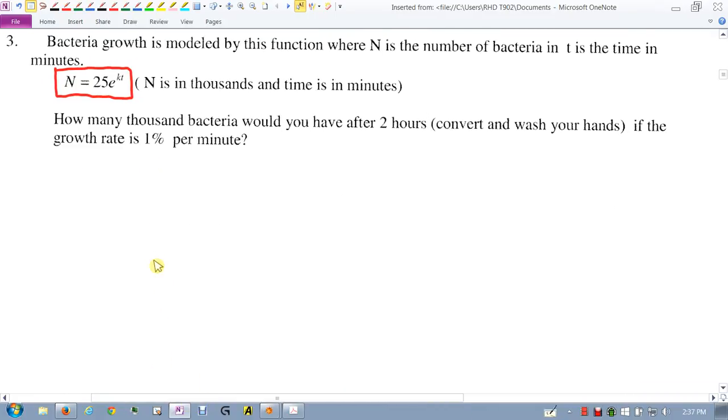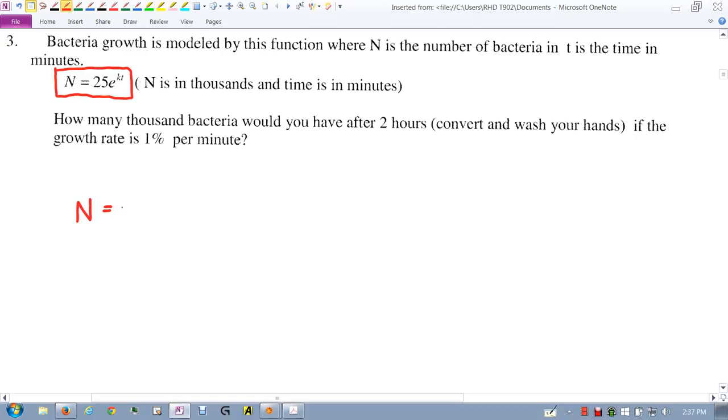Okay, so let's answer this question. How many thousand bacteria would you have after 2 hours, if the growth rate is 1% per minute?